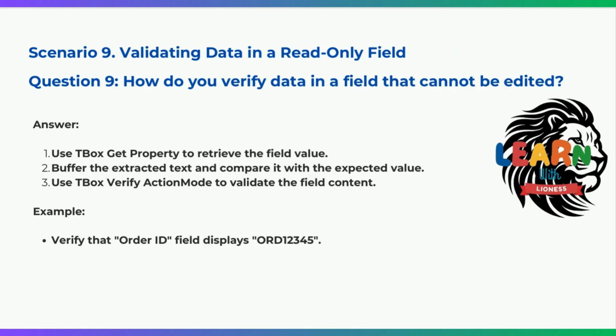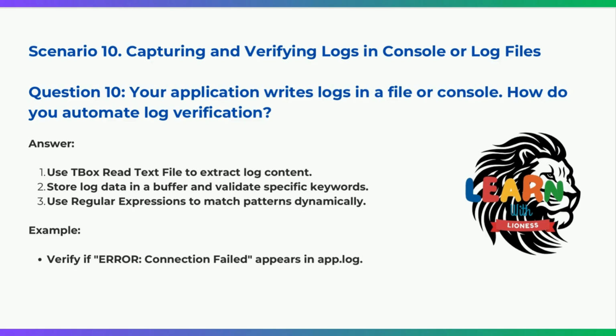Scenario 9. Validating data in a read-only field. Question 9. How do you verify data in a field that cannot be edited? Answer. 1. Use TBox Get Property to retrieve the field value. 2. Buffer the extracted text and compare it with the expected value. 3. Use TBox Verify action mode to validate the field content. Example. Verify that the order ID field displays ORD12345.